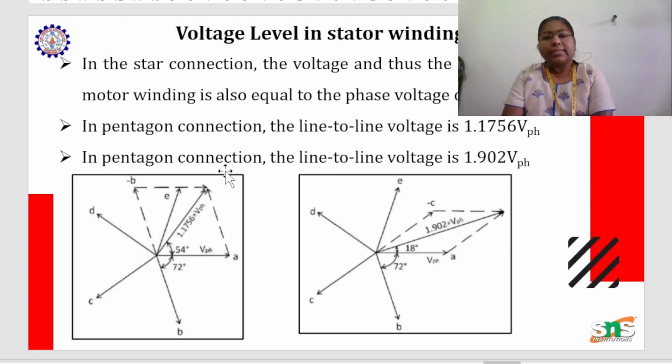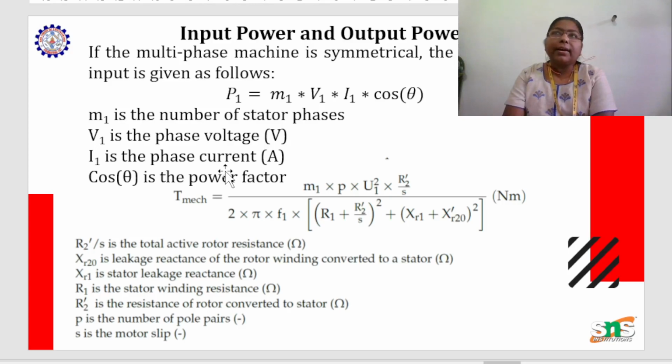If it is a star connection, your line voltage and phase voltage are equal. If it is a pentagon connection, your line voltage is equal to 1.1756 times the phase voltage. If it is a pentacle connection, it is 1.902 times the phase voltage. So you can get a very high voltage, nearly two times the phase voltage, in the case of pentacle connection.